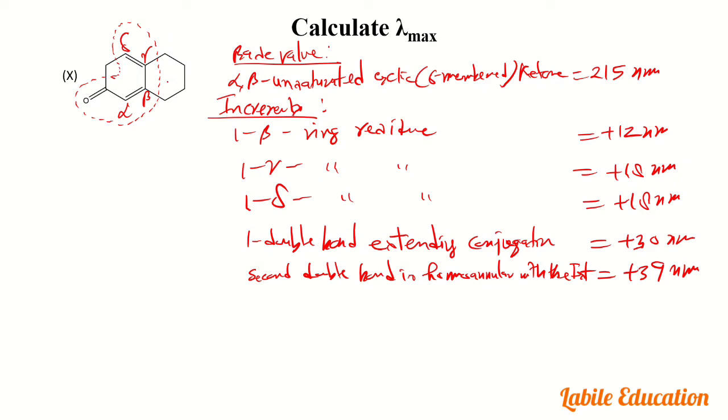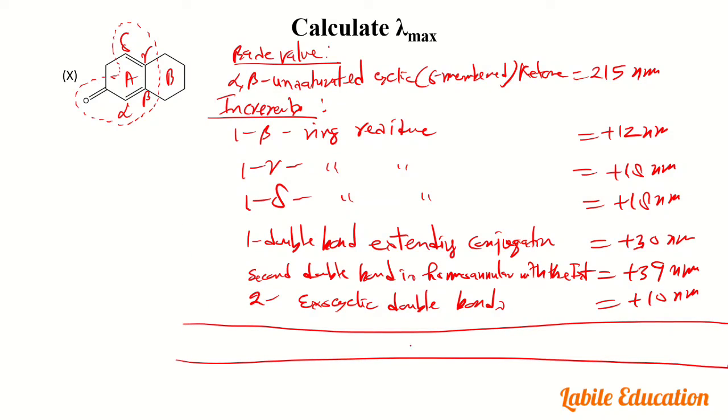Now for the exocyclic double bond, we have to check whether there is any other exocyclic double bond. This is A ring, suppose that this is B ring, so this double bond is exocyclic to the B ring, and this double bond is also exocyclic to the B ring. So in total 2 exocyclic double bonds. Two exocyclic double bonds will contribute a double value, 10 nanometer. I think there is nothing else, so we can add them. Lambda max here is calculated in ethanol solvent, EtOH.